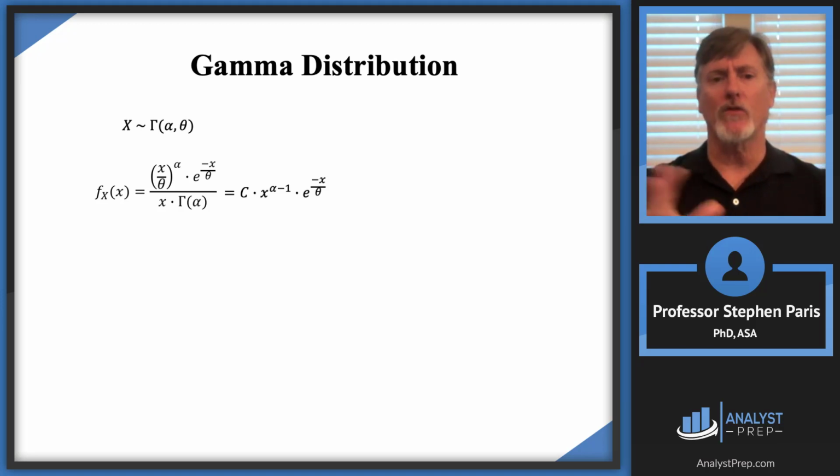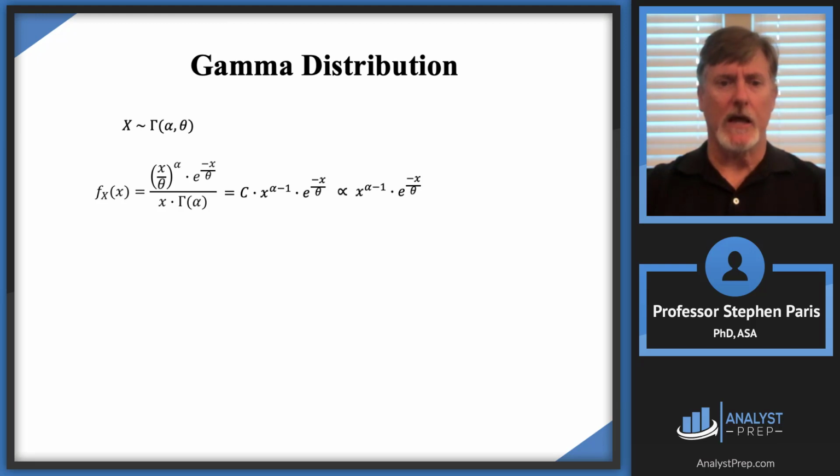And the point is that all the rest of it, the theta, well, in the numerator, x over theta raised to the alpha would give me x to the alpha over theta to the alpha. But theta to the alpha, both of those are parameters, and so that doesn't have an x in it. That's a constant with respect to x, and the gamma of alpha is also going to be a constant with respect to x. So my point is that the density function will reduce to just a constant times x to the alpha minus 1 times e to the minus x over theta.